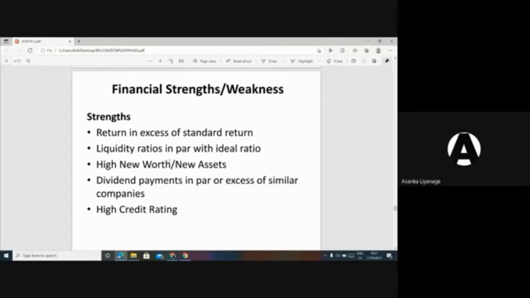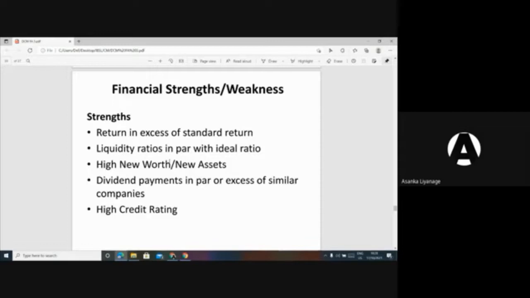Now, how do you classify the strengths and weaknesses? Take strengths: if the return is in excess of the standard return, in the sense of the industry average. If the gross profit ratio in the industry is 40%, whereas your company has a GP of 50%, that is one positive strength. Then liquidity ratios in par with the ideal ratios. I said normal ideal ratios are current ratio 1:2, quick asset ratio 1:1. If your company's liquidity ratios are in par with the industry or the acceptable norms, that is a strength. If you have acquired new net worth or new assets, that is a strength.